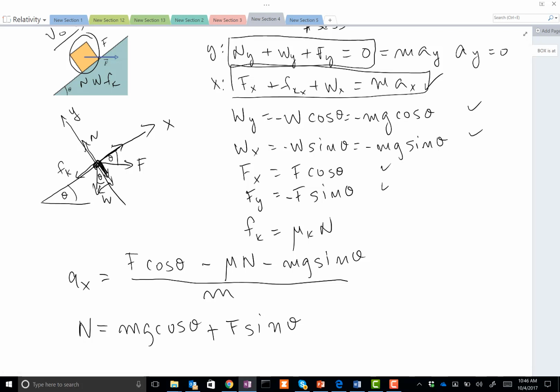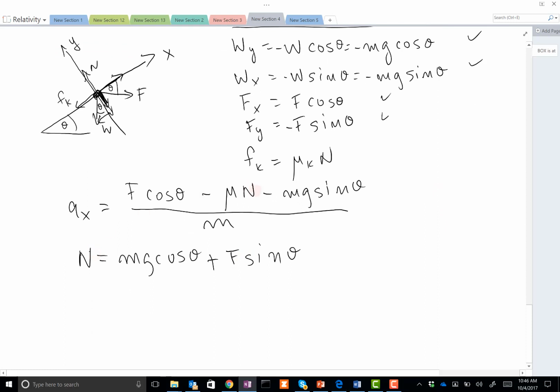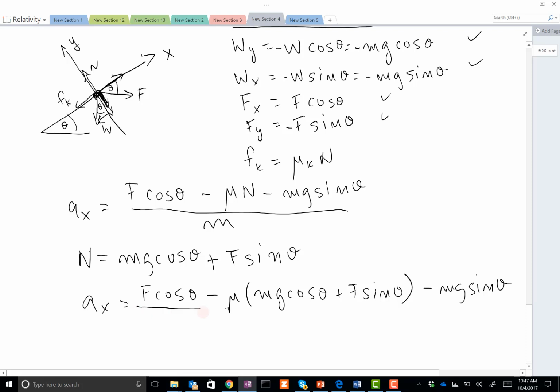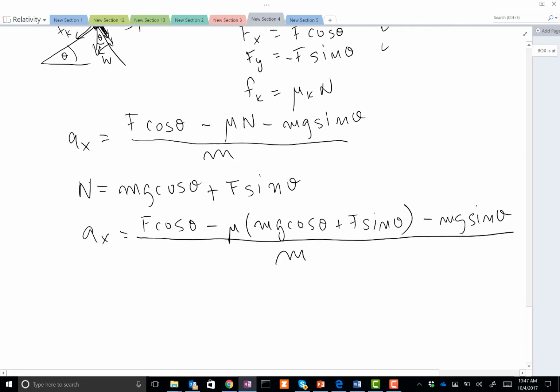So then we can put this normal force here, and we can write the acceleration as F cosine theta minus mu times mg cosine theta plus F sine theta, and then minus mg sine theta, and all this divided by m. So now from here it's just a question of putting in the numbers. I've done this previously, so I'm just going to write them down.